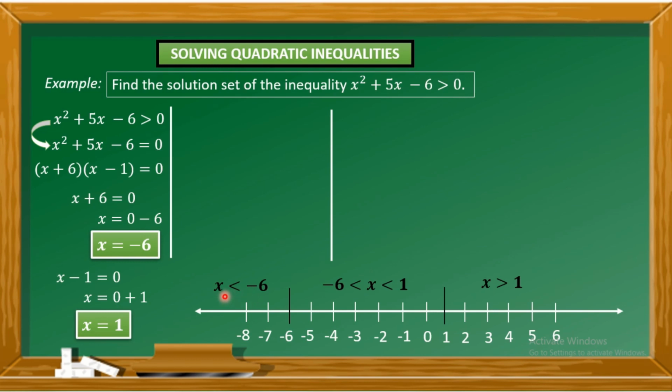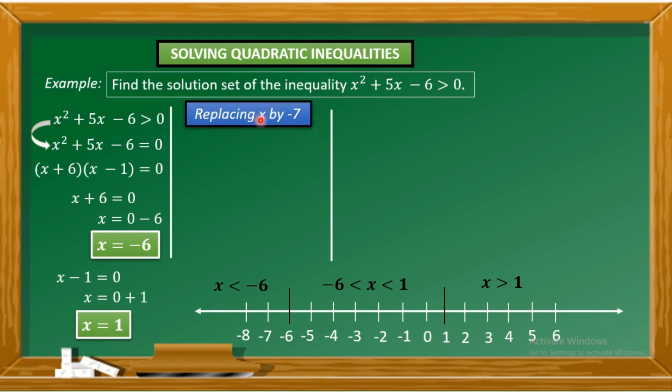So let's try this one first. The numbers here, x is less than negative 6. Now, you will select one number. We all know that there are a lot of numbers here. If you want to select negative 7, you can do that. If you want to select negative 8, you can also do that. No problem. Negative 9, negative 10. Only one number. I will select negative 7.